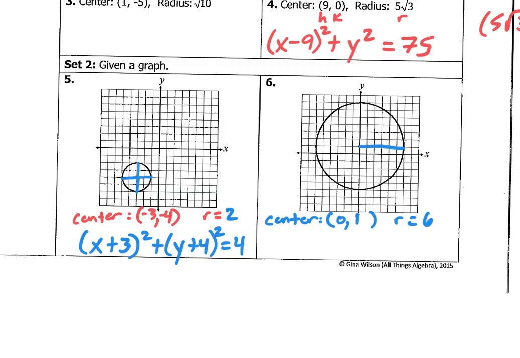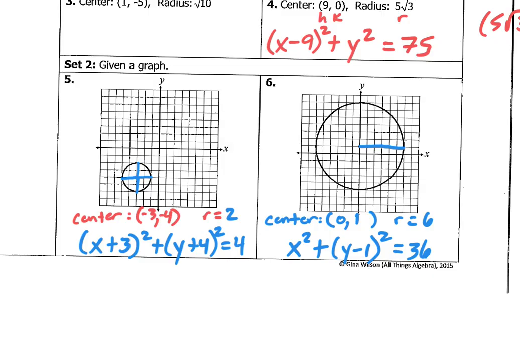How would we write the first part with the x? X squared. Just x squared, right? We don't need to write x minus 0, so we're just going to write it x squared, plus y minus 1 squared equals 6 squared. That's all there is to it.